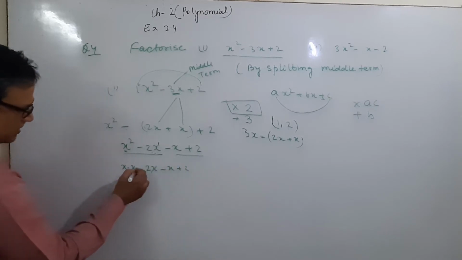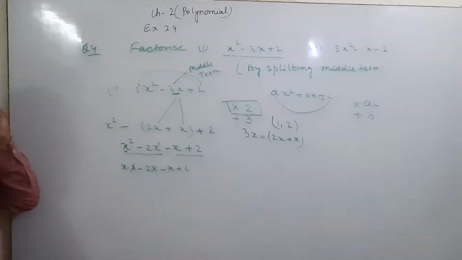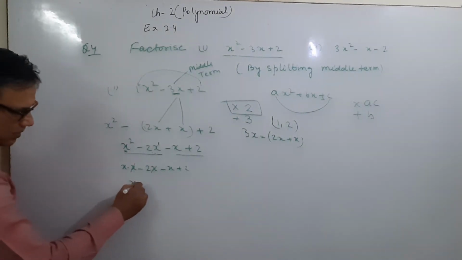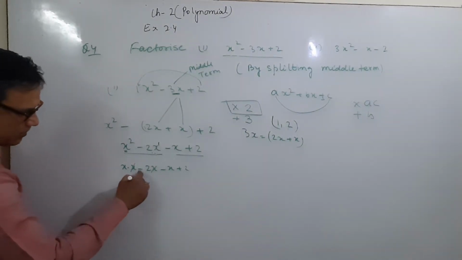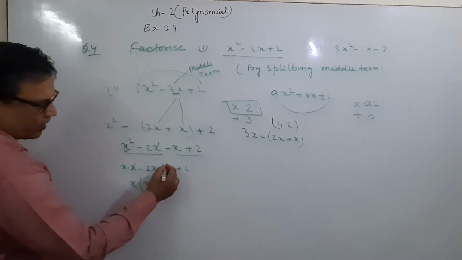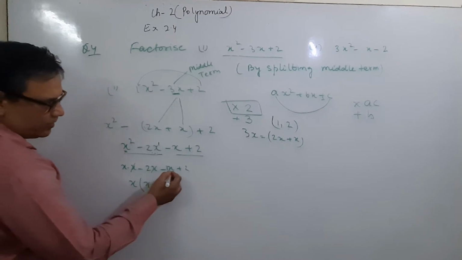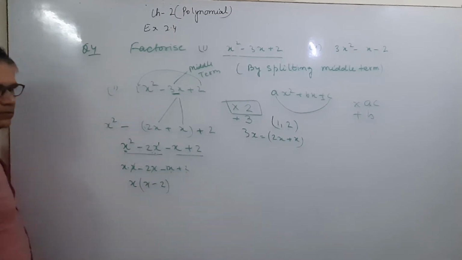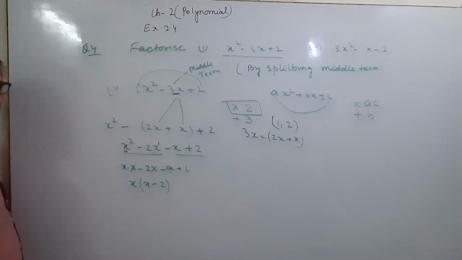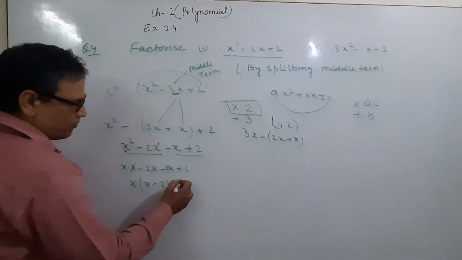What is this? x is common. So what is common? x is common, and what is left here? x. And what is left? Minus 2. And here is 1. Between these two terms, what is common? 1 and 2 also have 1 as a factor. So what is common? 1.